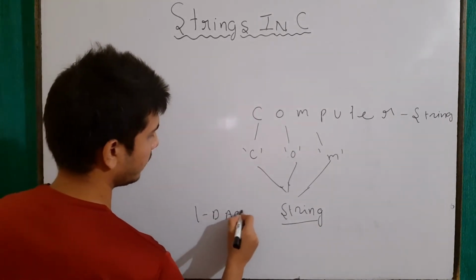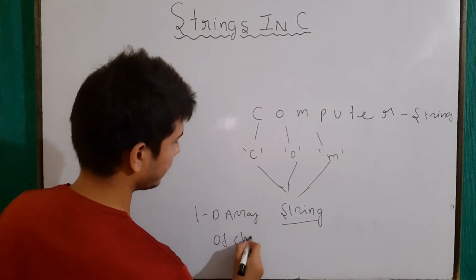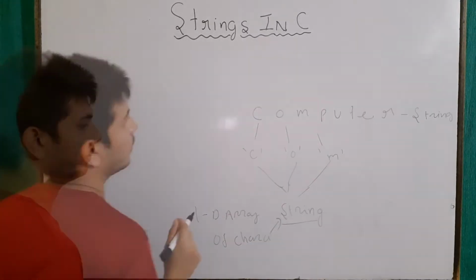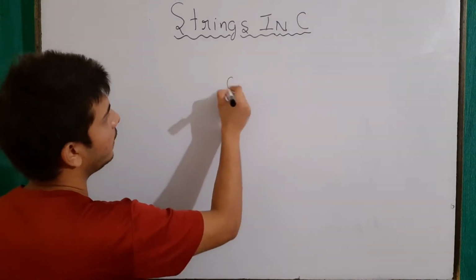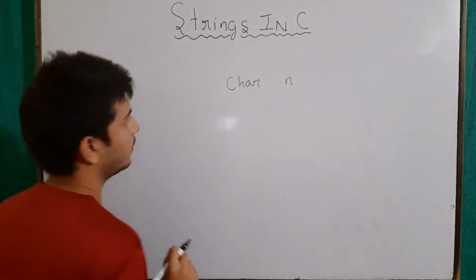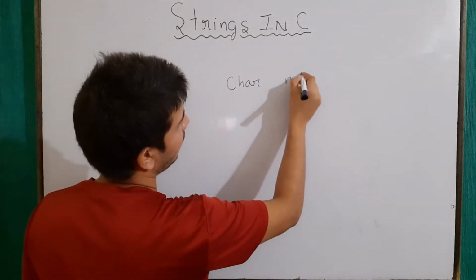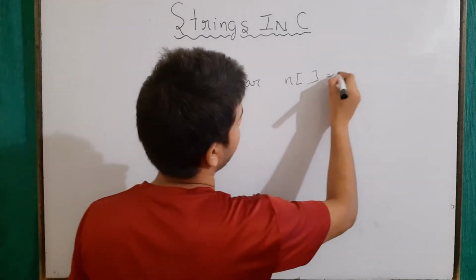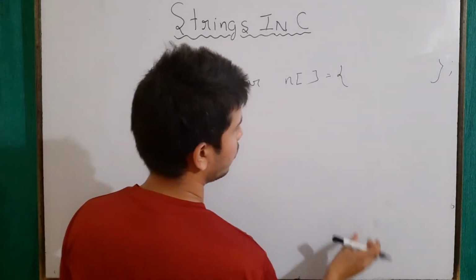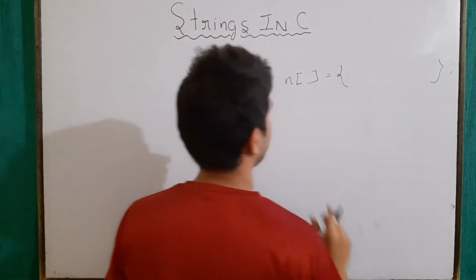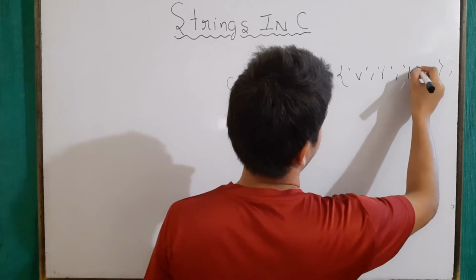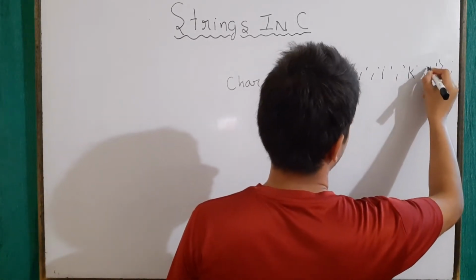A one-dimensional array of characters is known as the string. Now let's see how it is defined. To make a string, we will use a one-dimensional array of characters. So we write the data type as char, then the name of our array variable, let's say n, then square brackets, and inside it the initialization. Just like "computer" is C, O, M, here we have to write some characters. For example, I can write V, I and K. And then I have to write \0.